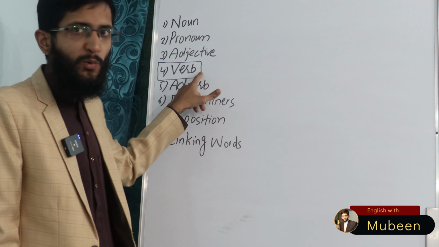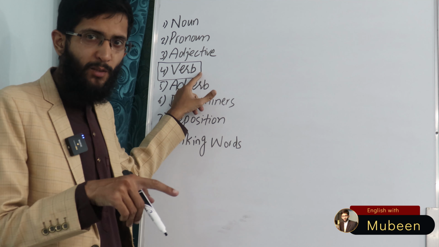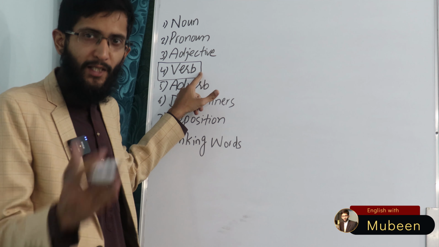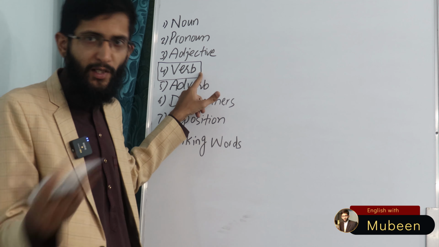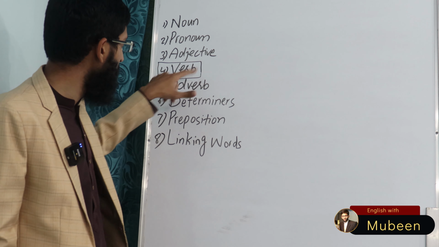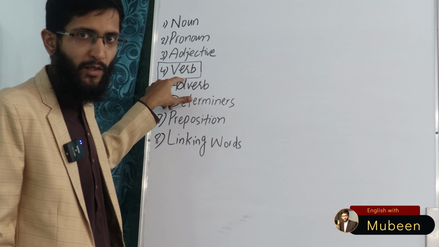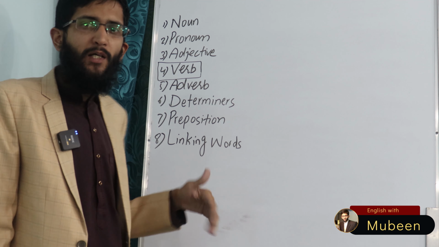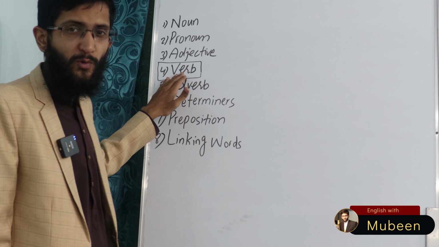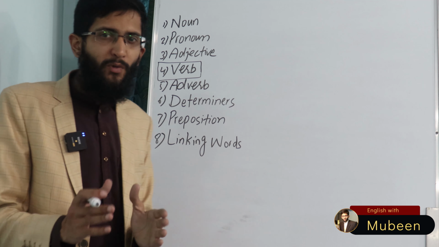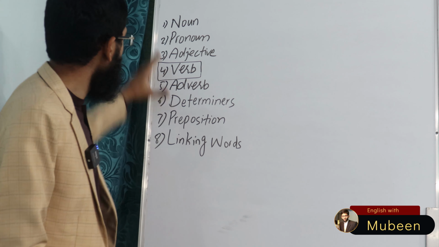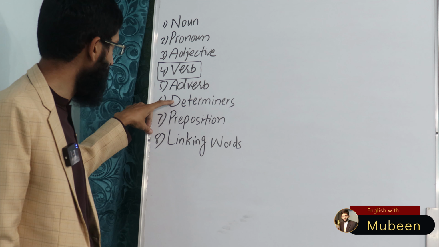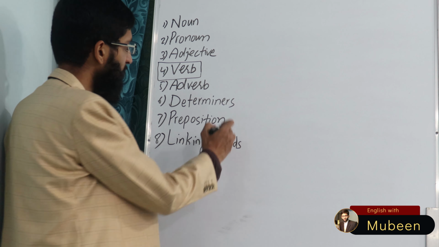For instance, you ate something, or you will eat something, or you have eaten something, or you are still eating something. Eating, has eaten, have eaten, would have eaten, will have eaten. The debate goes around this verb part. But in this lecture, we will learn about all the parts of speech, and in coming lectures, I would discuss the types of verbs and later how to use them effectively in tenses. So here are 8 parts of speech: noun, pronoun, adjective, verb, adverb, determiners, preposition, and linking words.